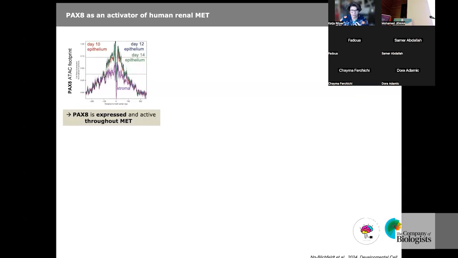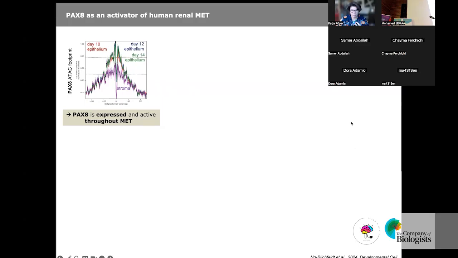So, but what does PAX8 do then to drive this? If we look at basically a footprint of PAX8 across the genome, across the time frame of the polarization, and we can do this using the ATAC-seq data, then we see already at day 10, but continuing throughout the whole time period of the polarization, there's a strong peak of PAX8 binding near transcriptional start sites, and therefore most likely activating gene expression.